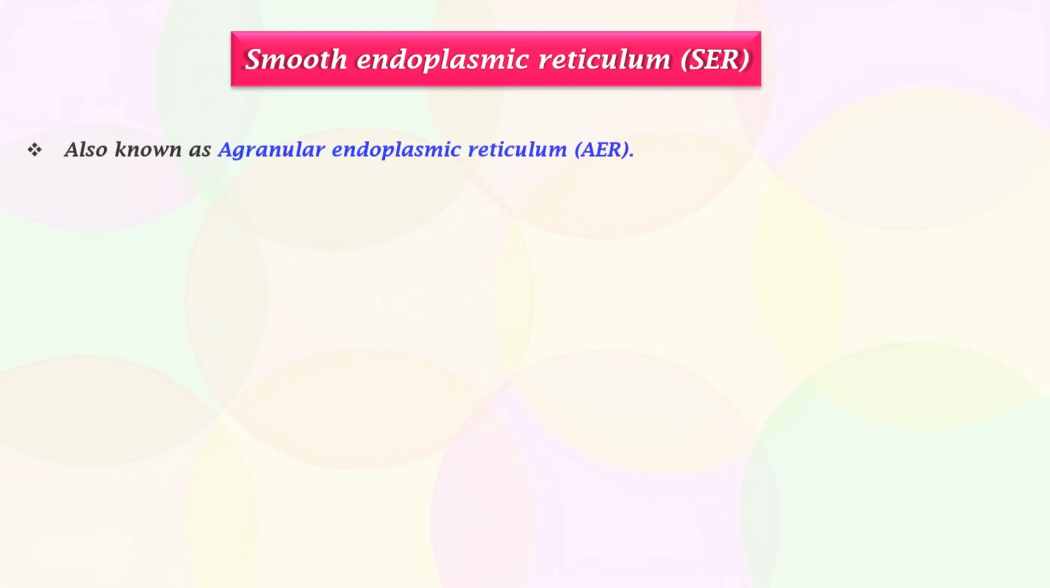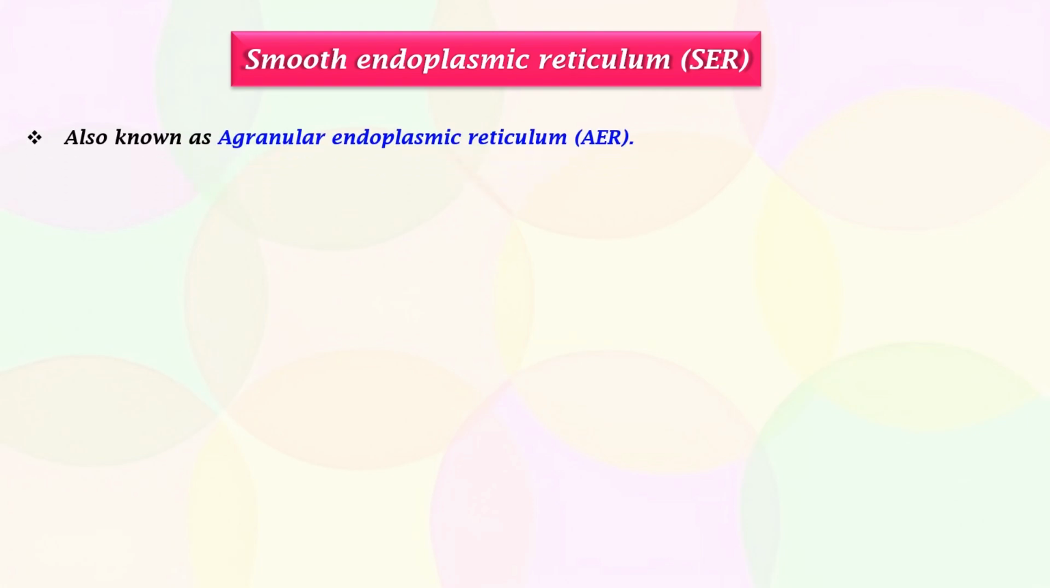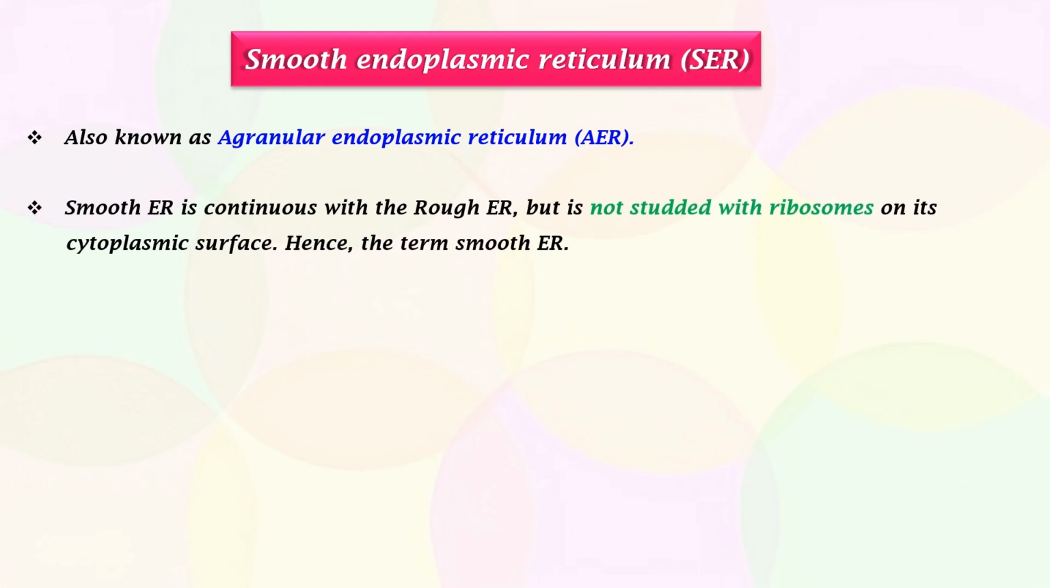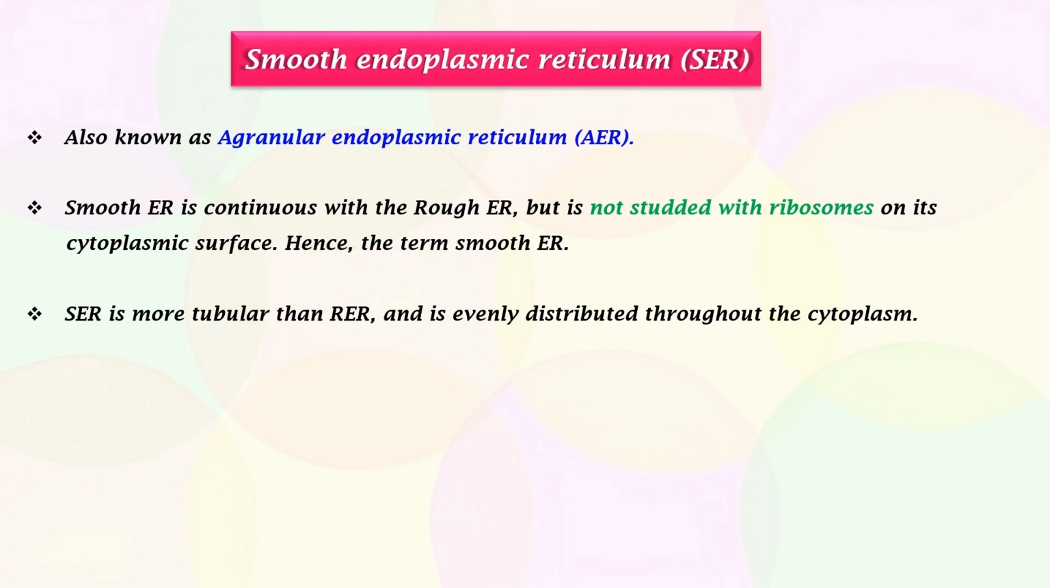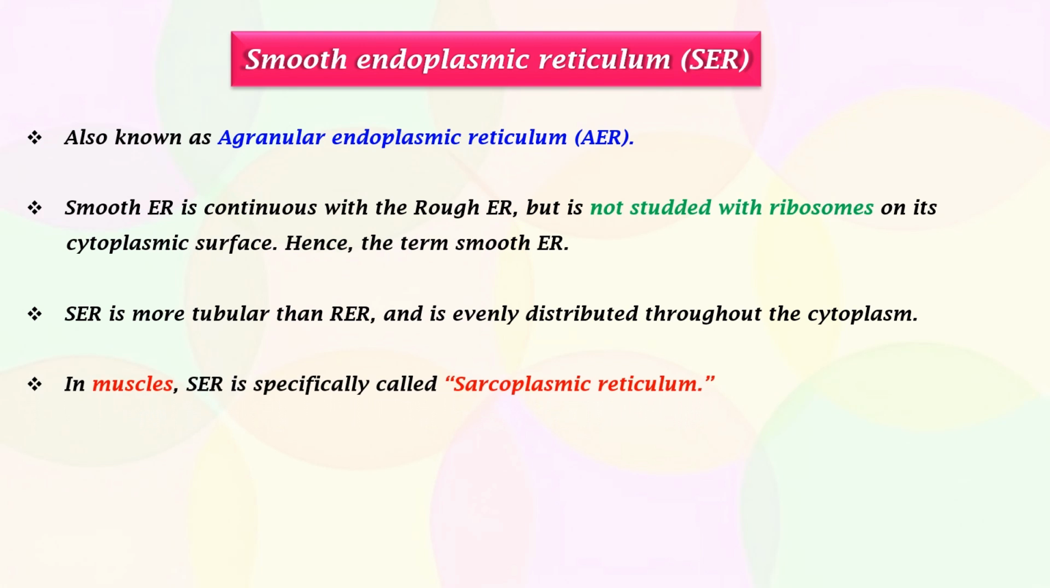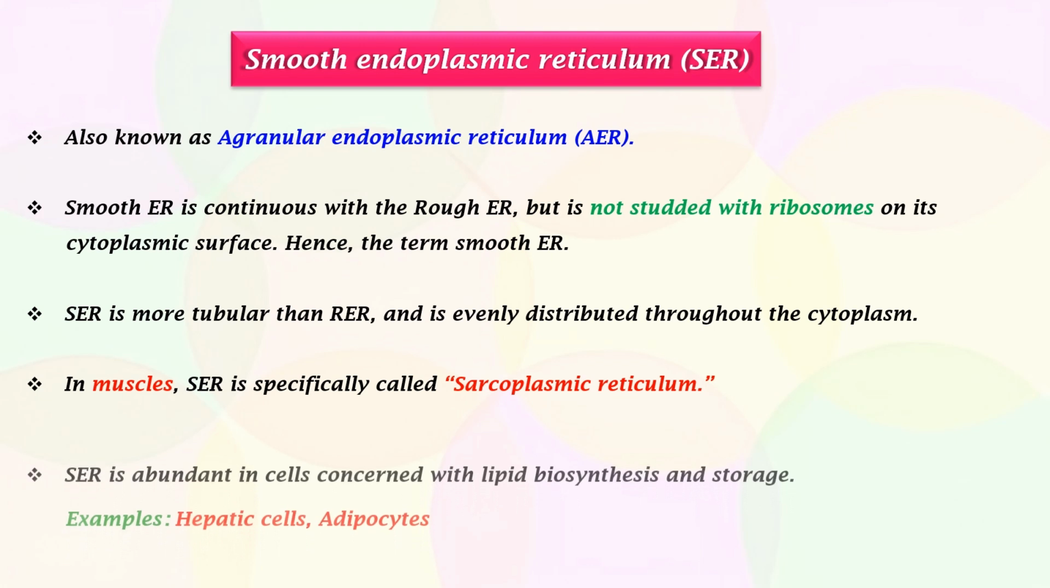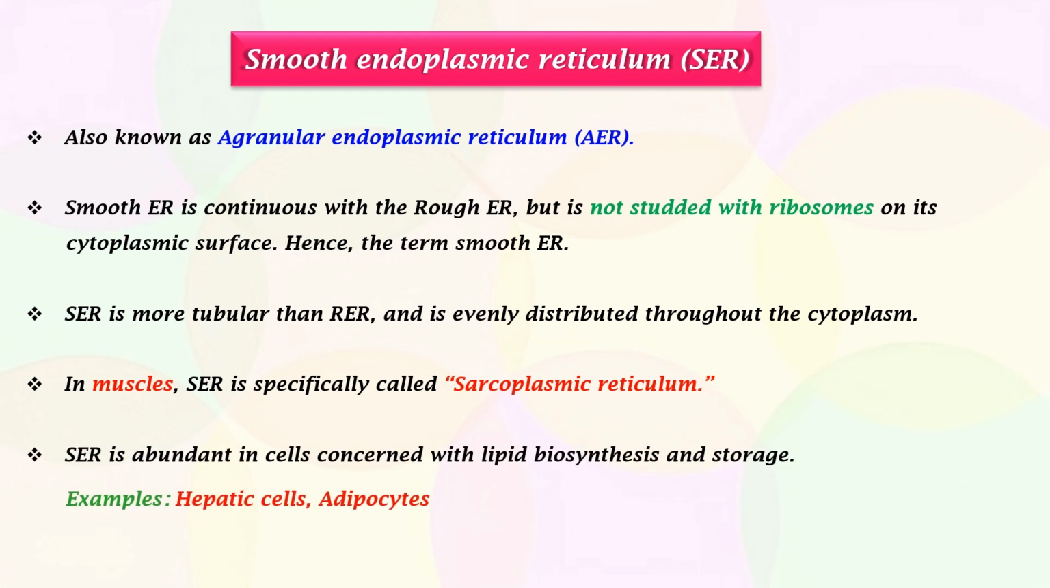Smooth endoplasmic reticulum. It is otherwise called agranular endoplasmic reticulum. Smooth ER is continuous with the rough ER, but is not studded with ribosomes on its cytoplasmic surface. Hence, the term smooth ER. It is more tubular than rough ER, and is evenly distributed throughout the cytoplasm. Smooth endoplasmic reticulum is specifically called sarcoplasmic reticulum in muscles. SER is abundant in cells concerned with lipid biosynthesis and storage, as seen in hepatic cells, adipocytes.